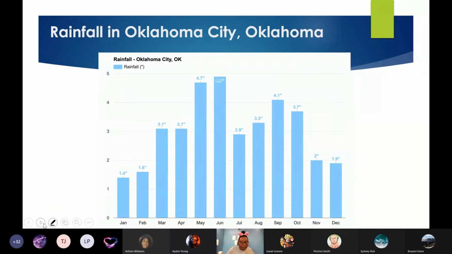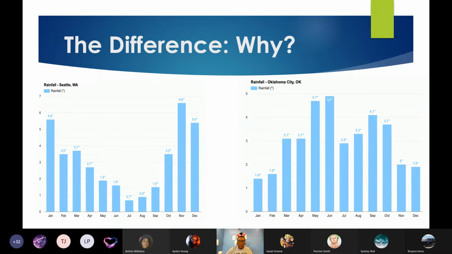Don't get flabbergasted by the size of those bars. Let's look here at our numbers. In January, only 1.4 inches of rain. Look at the heights here. You probably can't see that number. That's 4.9 inches. So if we compare the amount of rain in a year between Oklahoma City and Seattle, look at the numbers, not the height of the bars.